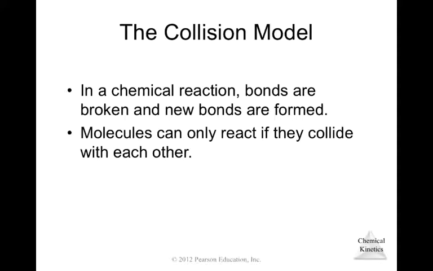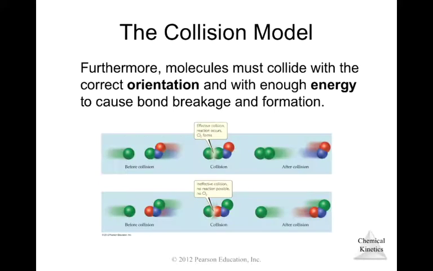So in a chemical reaction, bonds are broken, new bonds are formed, obviously, and molecules can only react if they collide with each other. And they have to collide with each other in just the right orientation and with enough energy. Right? Otherwise, you have to be able to make the bonds break, and you have to be in the right spot for new bonds to form.